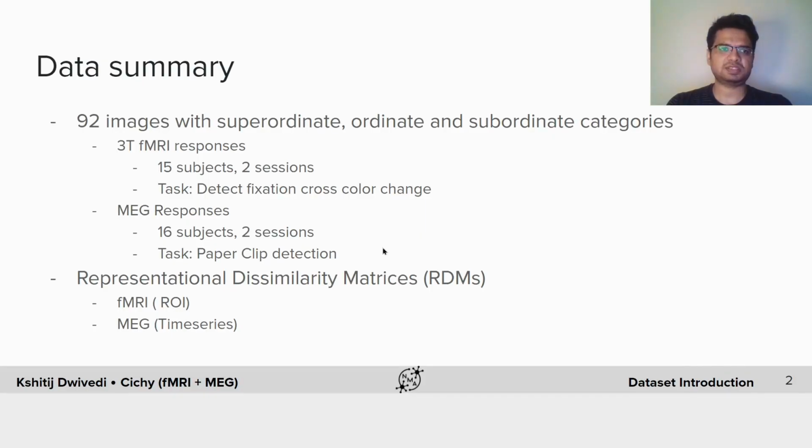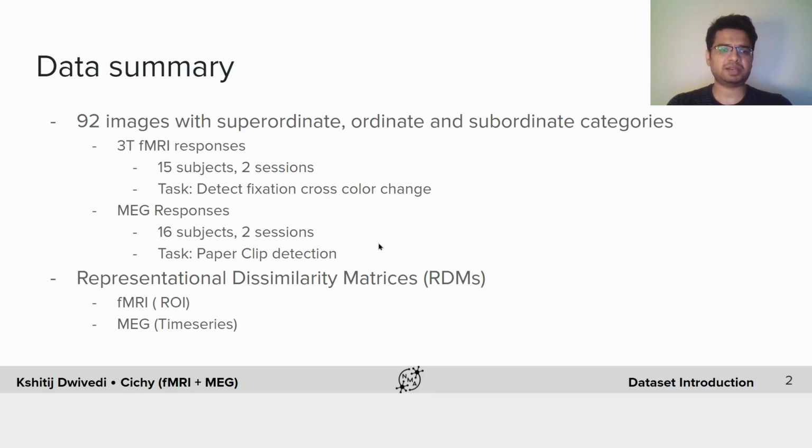The dataset consists of 92 images with superordinate, ordinate and subordinate categories for which the fMRI and MEG responses were recorded. In the fMRI experiment, there were 15 subjects who performed 2 sessions each. The task was to detect fixation cross color change. In the MEG experiment, there were 16 subjects who performed 2 sessions each, and the task was to detect a paperclip image.